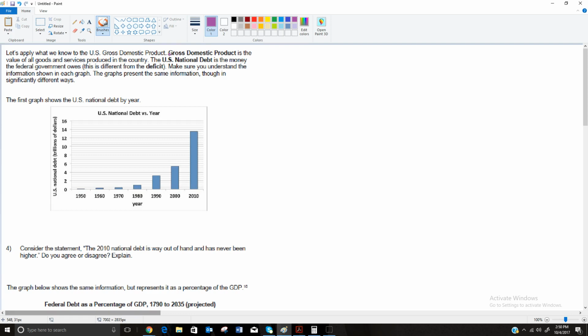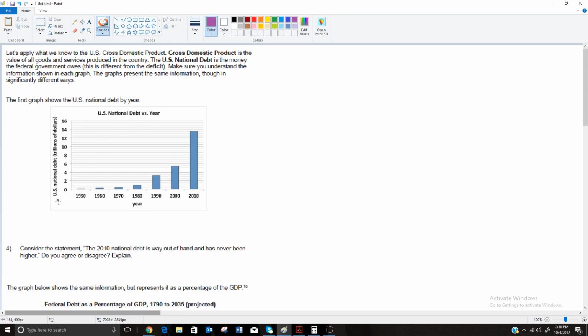The U.S. national debt is what our federal government owes to whatever entity it may be. Usually it's another country. Not a social studies teacher, so I'm not going to go into a lot of detail on that because I'm sure I'll say something wrong. But it is the money that we owe. That's different than the deficit. You can look that up if you're interested. So the graphs present the same information, though in significantly different ways.